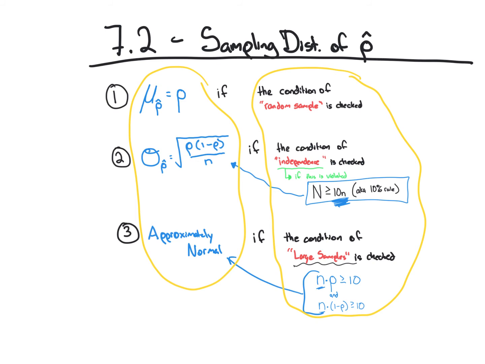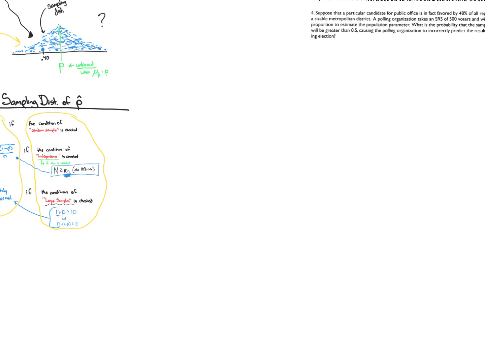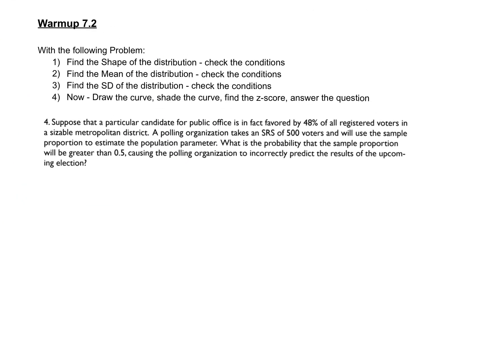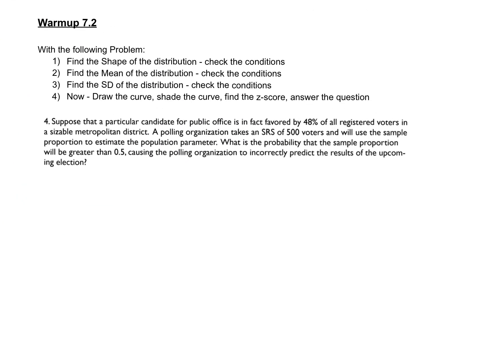All right? So pull out your little half sheet of paper, and this is what it says on it, warm up 7.2. Let me walk through this with you just so you have a good example and then use it to run with, okay? So here we go. They want us to do three things first. Find the shape, find the mean, find the standard deviation, and go ahead and check the conditions. So we'll do all of that. And then once we've done that, we're going to set up the curve, draw the curve, shade the curve, do all the stuff that we normally do with a normal curve, okay?